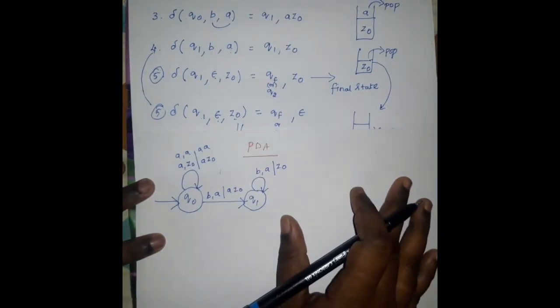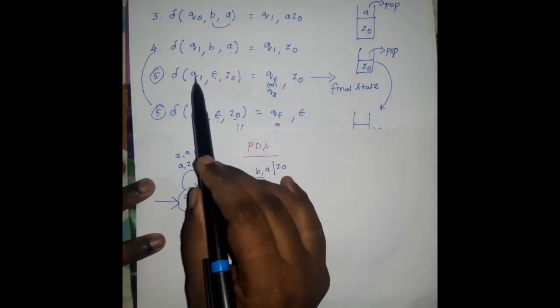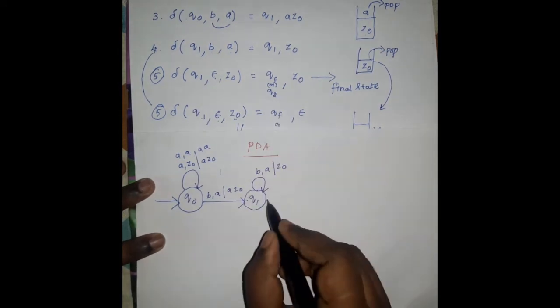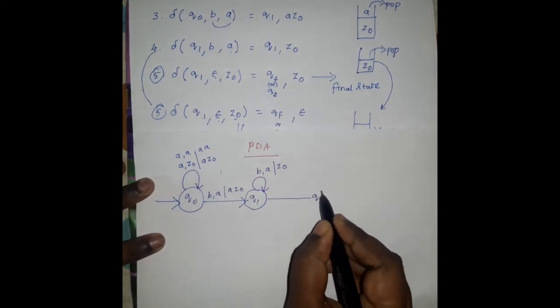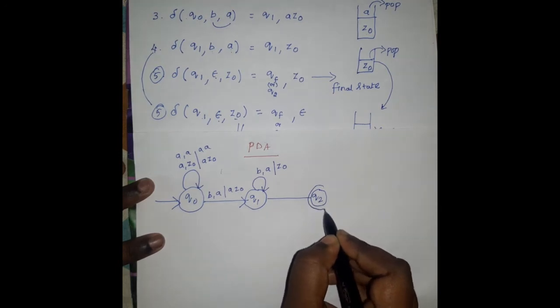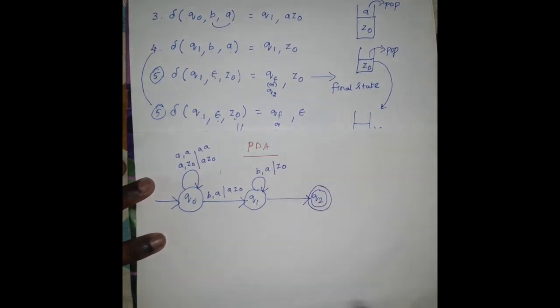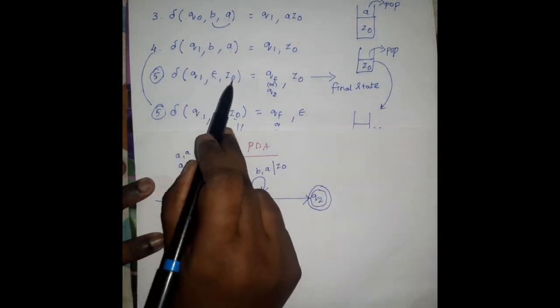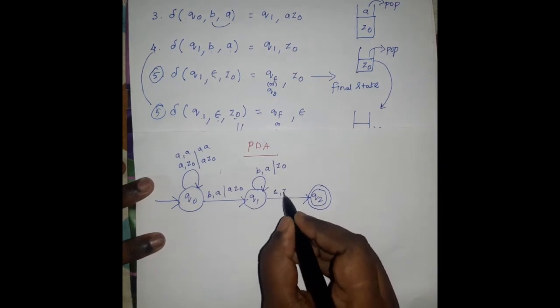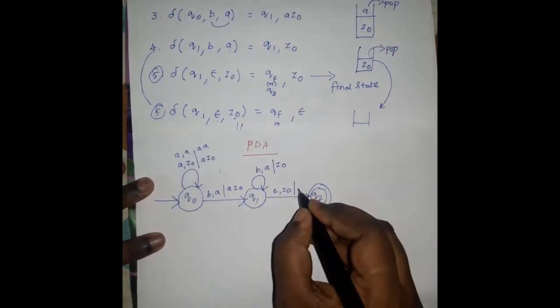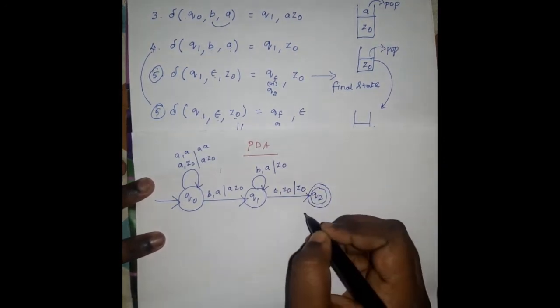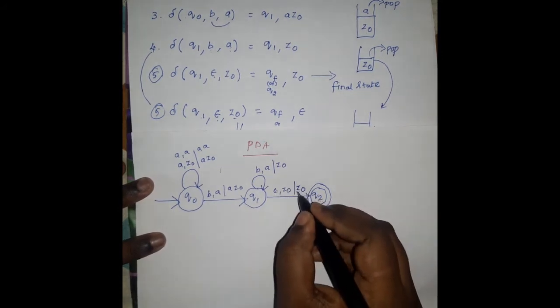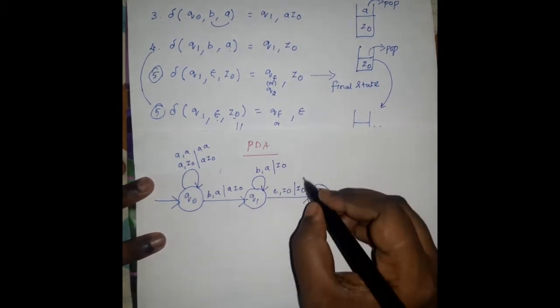So the next step, the fifth step, goes from Q1 to the final state QF or Q2. I am taking Q2. So Q2 is the final state, indicated by the double circle, and Q2 is reached by getting epsilon comma Z0. So epsilon comma Z0 bar, here the stack element is Z0. So this is the fifth step. This is for the final state, right?